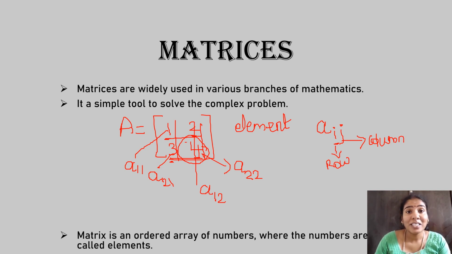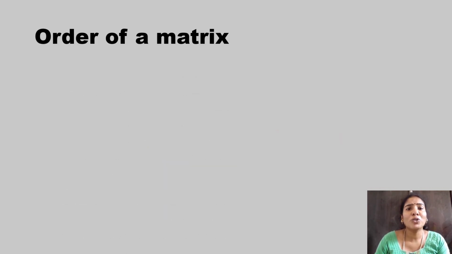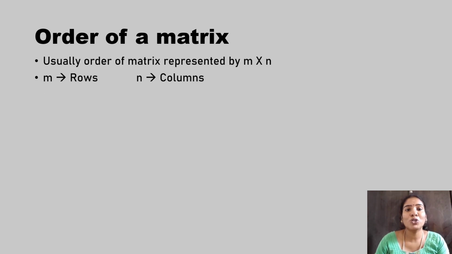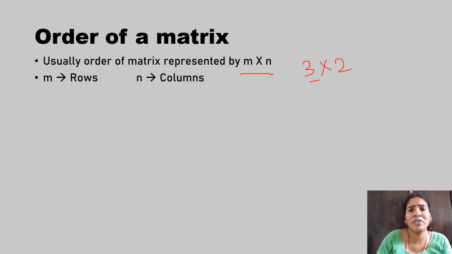Let's see the next thing, which is the order of a matrix. What is an order? It defines how many rows and how many columns there are. Usually the order of a matrix is represented by m cross n, where m is the number of rows and n is the number of columns. For example, if I put 3 cross 2, usually we say 3 cross 2, m cross n. So m can be replaced with any number and n can be replaced with any number. So 3 cross 2 is the order of a matrix.